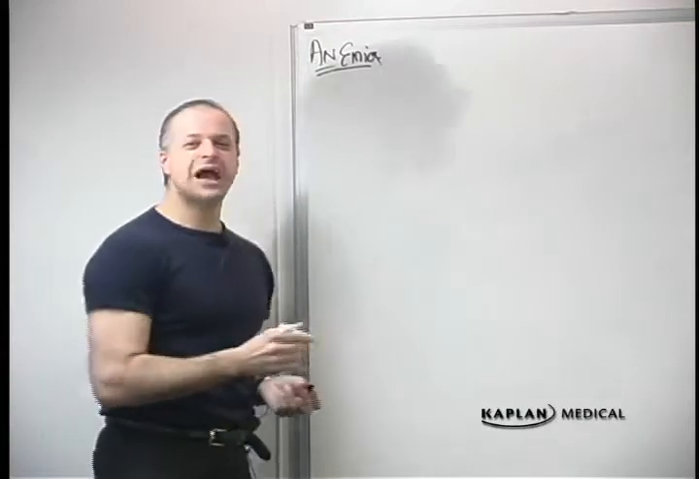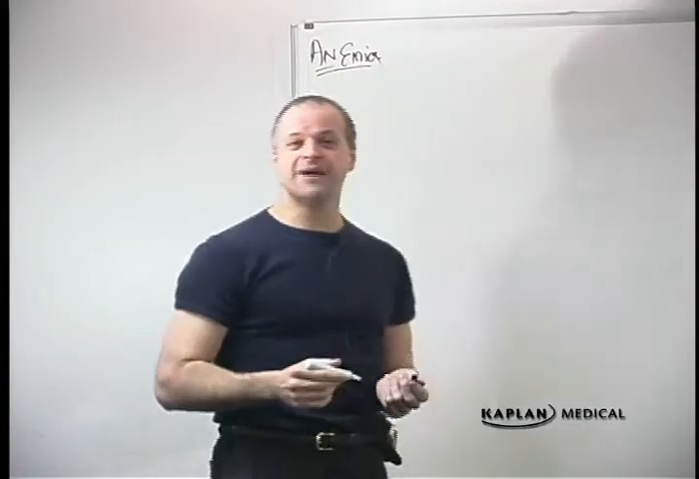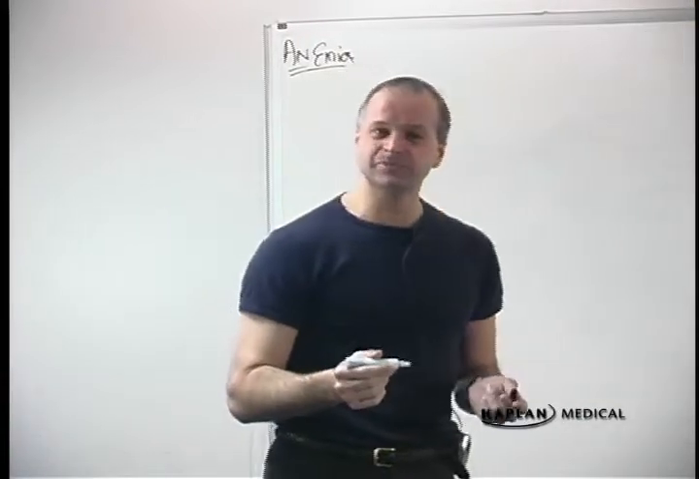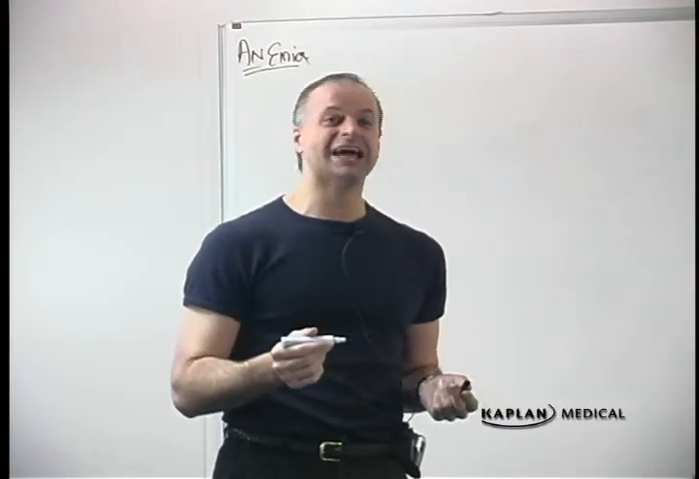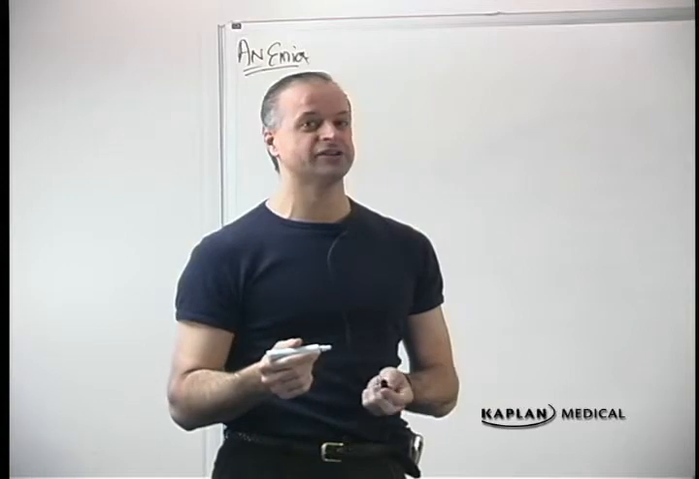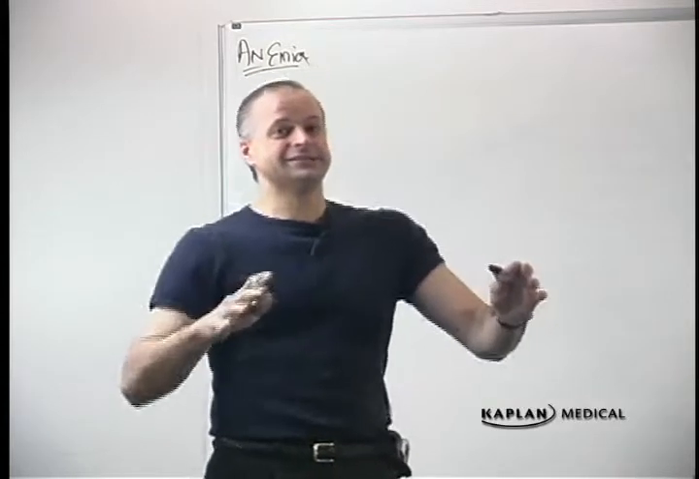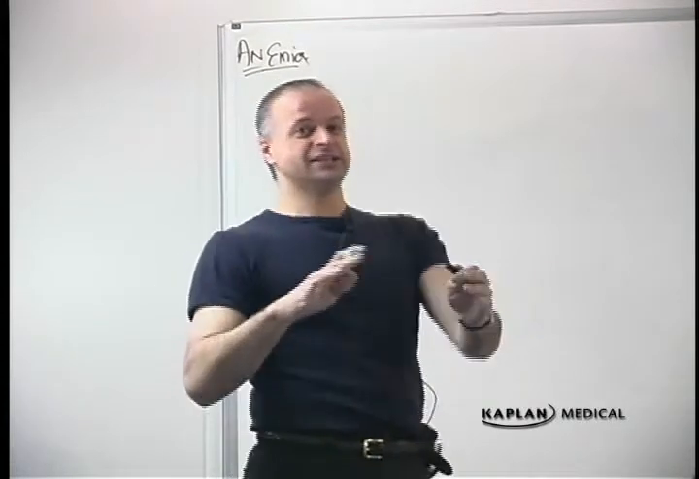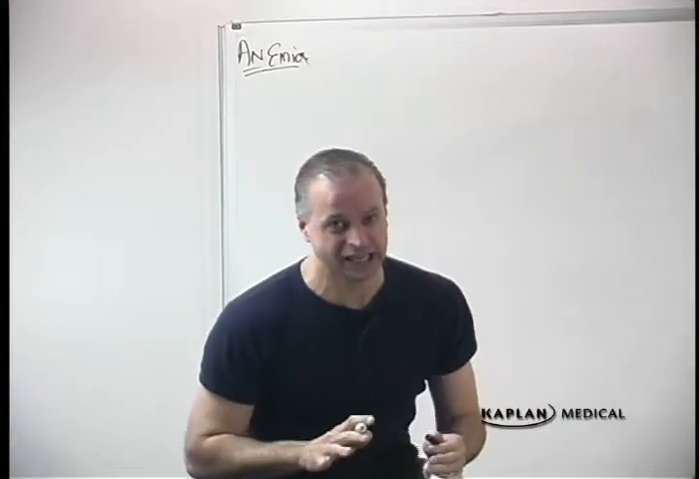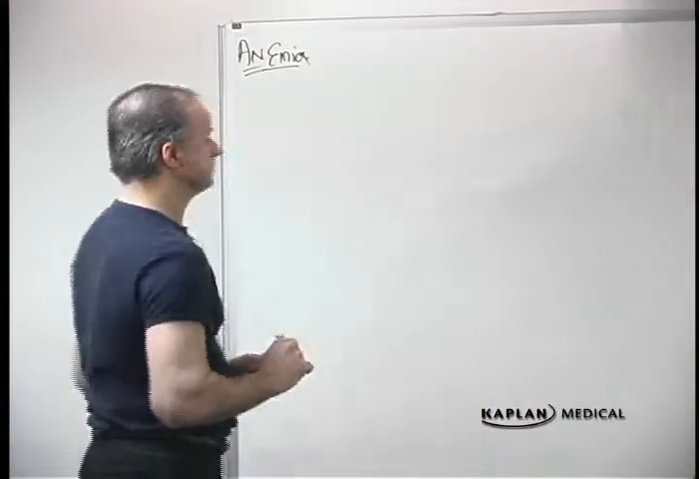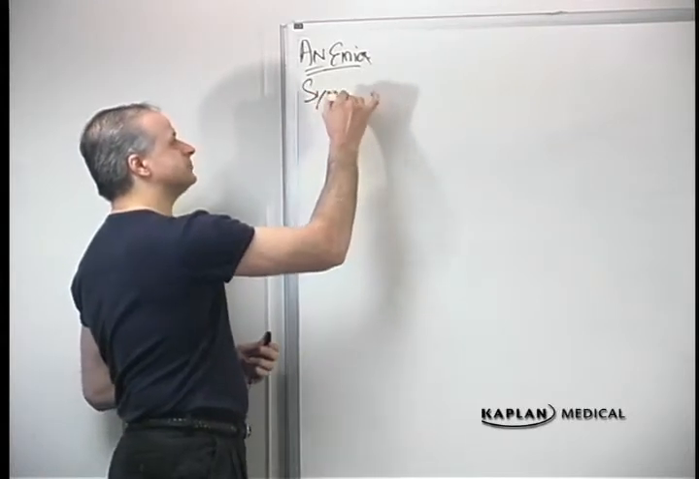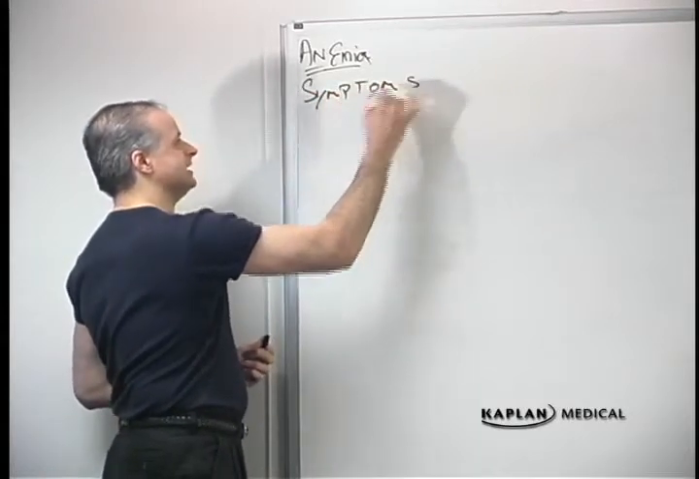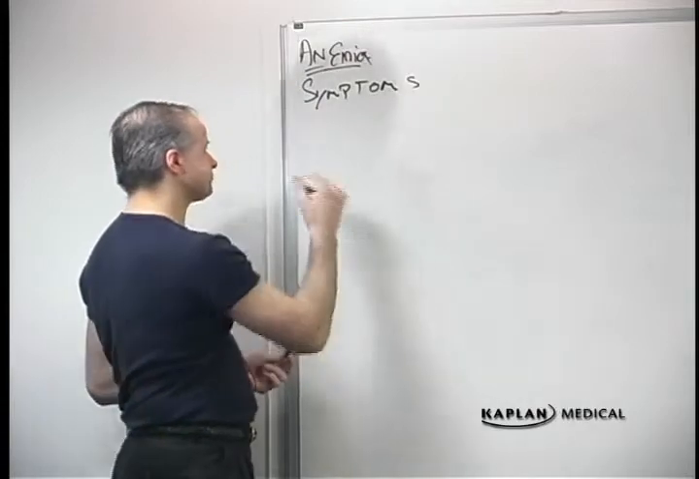In other words, if you have iron deficiency with a hematocrit of 28, you can have the same symptoms as thalassemia with a hematocrit of 28, or the same symptoms as sideroblastic anemia with a hematocrit of 28. It's not the etiology, it's based on the severity. So for all forms of anemia, the symptoms are based on the hematocrit.